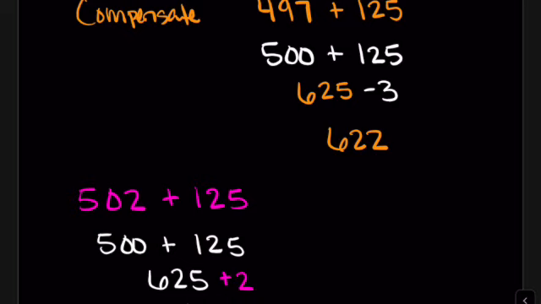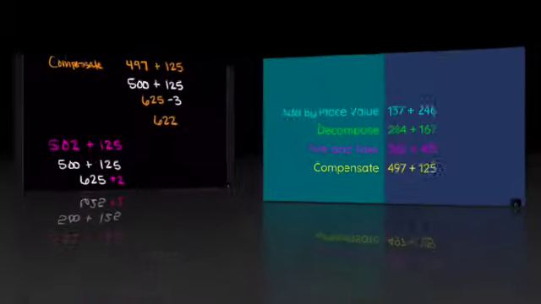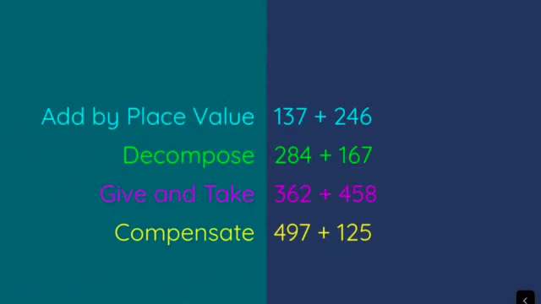So as I mentioned, this is very similar to give and take because we're changing the problem, except when we compensate, we compensate for how we change the problem at the end. Whereas give and take, we did that as we were working. All right, so these are the 4 problems that we just did: adding by place value, decomposing, give and take, and compensate. And as I mentioned, I put these together because they're similar, right?